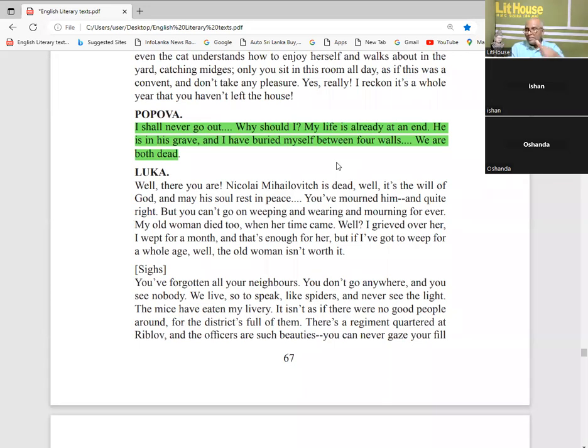Now Popova is determined to be in mourning until her death. Until her death. What does Popova want? Write down. She wants to be an ideal mourner. Ideal. She wants to be an ideal mourner.